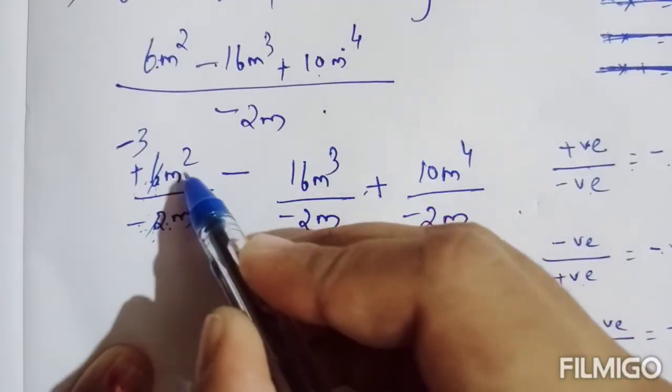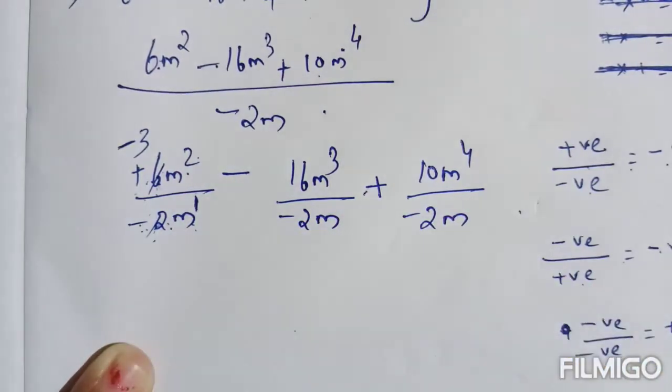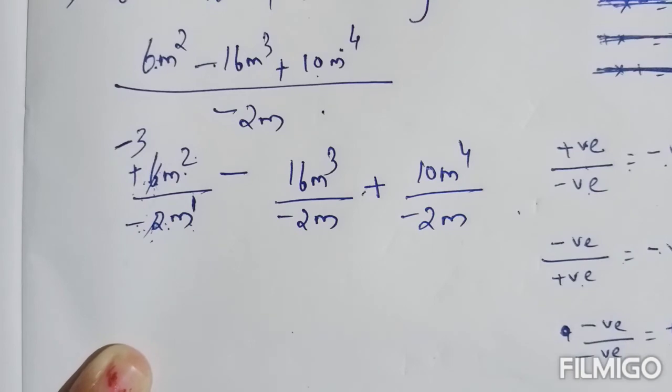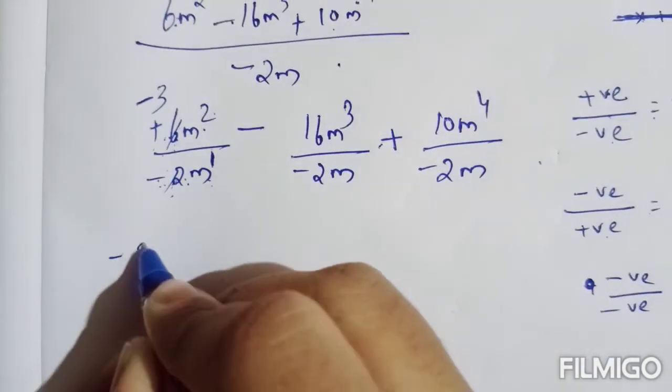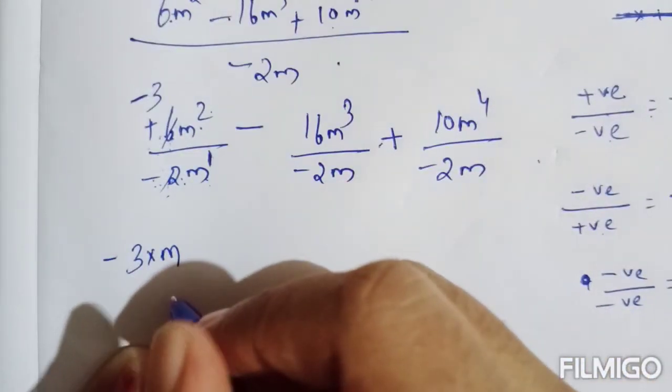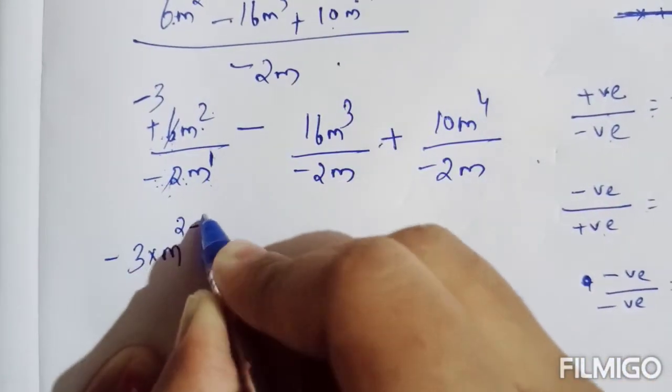Minus 3. m square and m, that is m square and m raised to 1, we can divide because they are exponents having the same base. So minus 3 into m square by m raised to 1. Applying quotient law, you will get m raised to 2 minus 1.